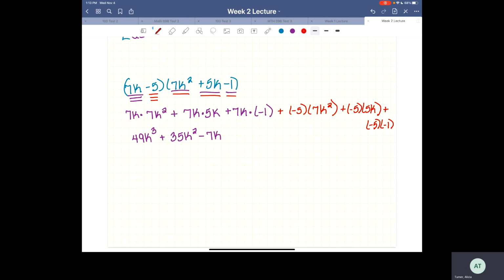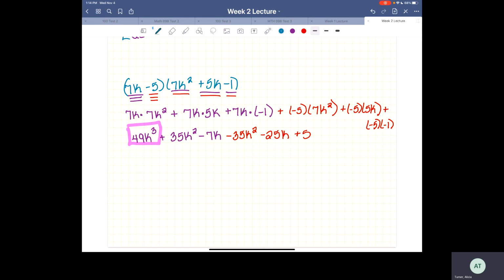Okay, now we're moving into our red. Negative 5 times 7k squared is negative 35k squared. Negative 5 times 5k is negative 25k. And negative 5 times negative 1 is plus 5. Okay. Now, I'm still not finished with this problem yet because I need to combine like terms. So I'm going to start with the term that has the highest exponent. So I have 49k to the third.